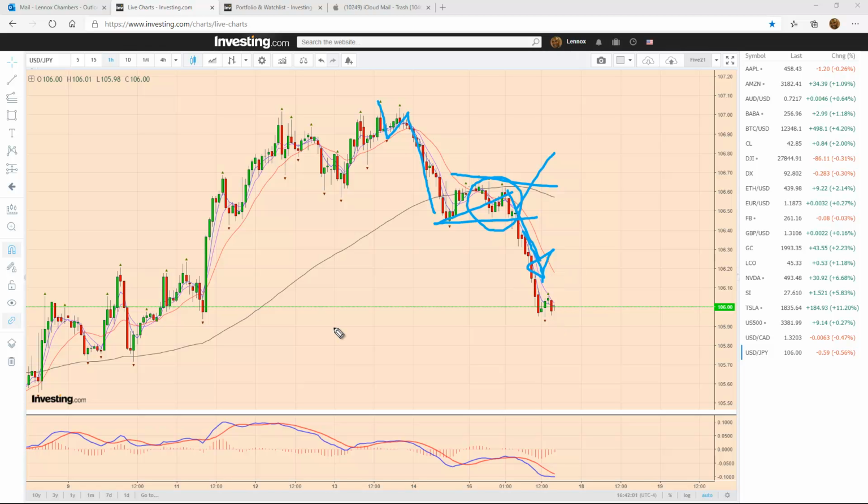All right, so that's a look at what our members had an opportunity for trades in the major pairs last night.